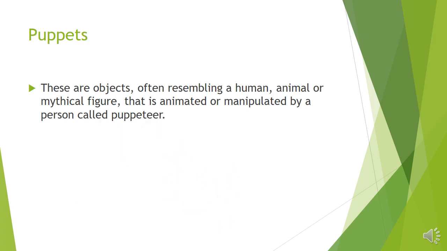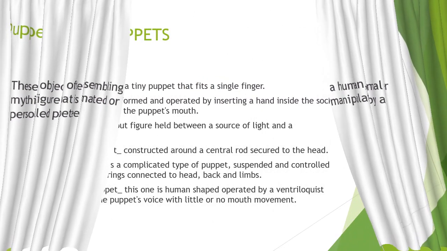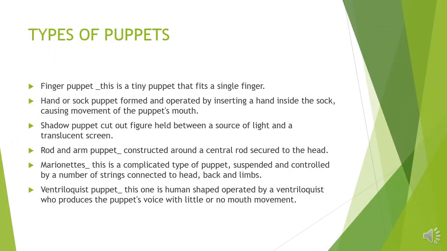And then we go to the types of puppets. In our case, we are going to look at about 6 of these puppets that are common. Like we have the finger puppet. This is a tiny puppet that fits a single finger. In this one, you just make a very tiny one that fits any of the fingers, and then the puppeteer will manipulate it.